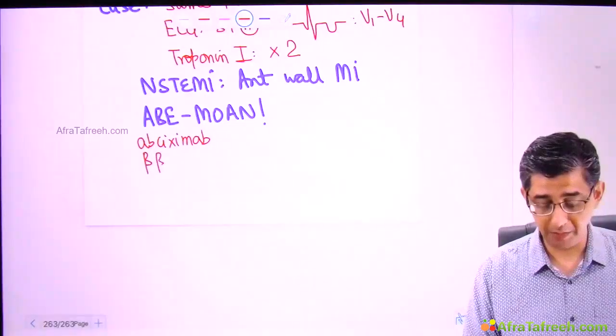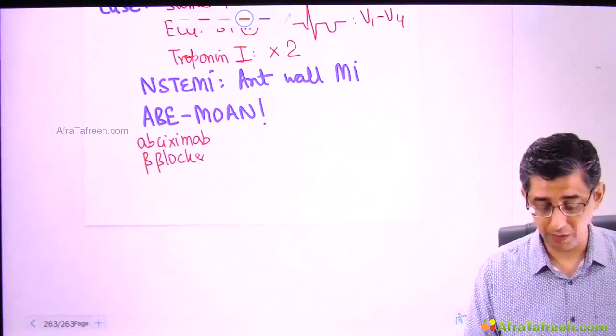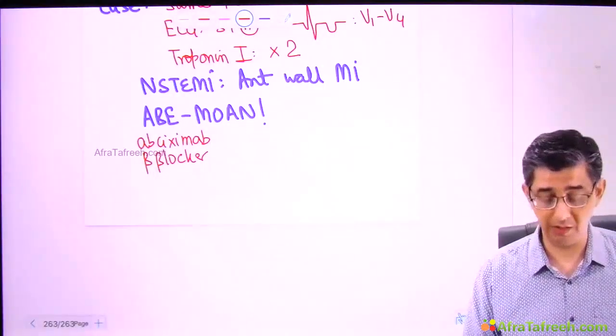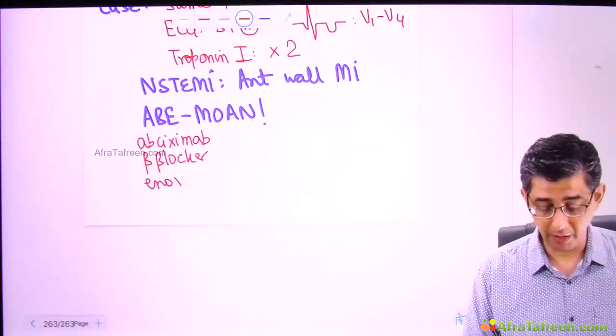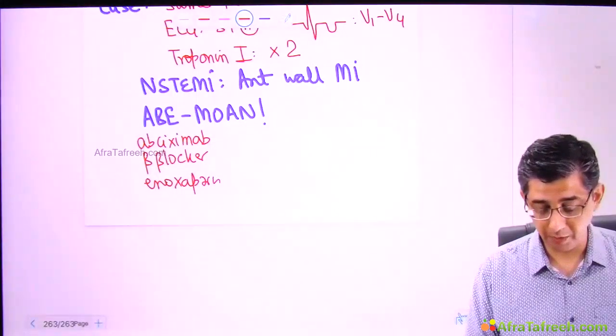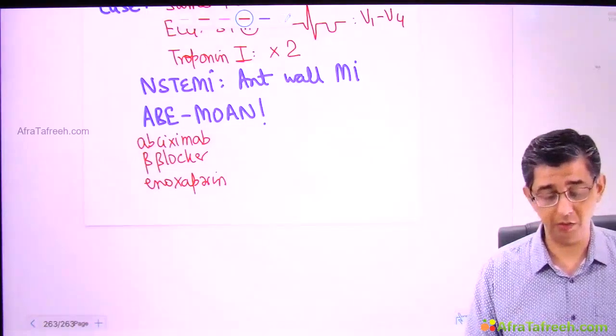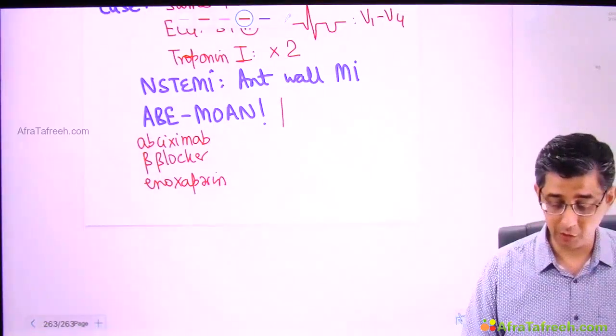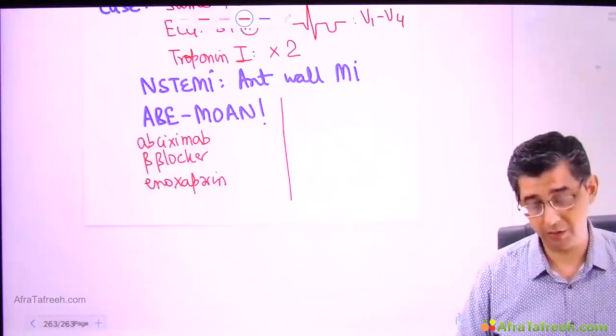Alphabet B would stand for beta blocker, that is metoprolol, which will reduce the mortality by decreasing the heart rate and will reduce the infarct size. Alphabet E would stand for enoxaparin, that's low molecular weight heparin to prevent clot propagation, and morphine, oxygen, aspirin, nitrates is what I've already talked about. So this is the initial treatment which is to be given for all patients of non-ST elevation MI.